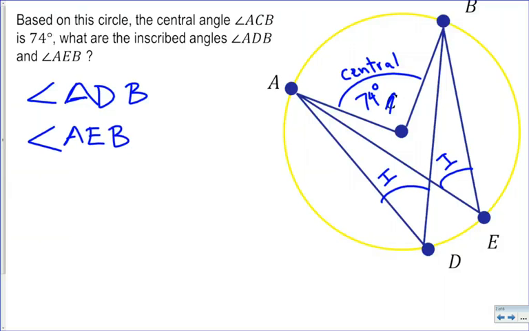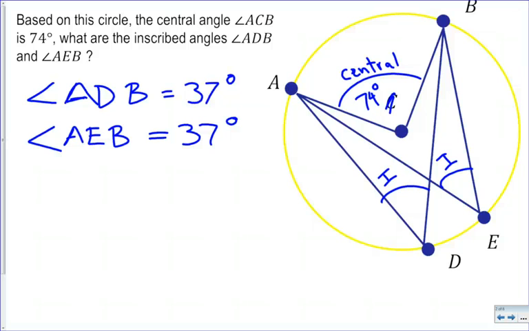We don't know what they are. But we can take any of them. What do we know about this one? It's half of that, which we just figured out, which is what? 37 degrees. But we also know one other property of this. Two inscribed angles that share the same arc are the same. So this one is also 37 degrees.